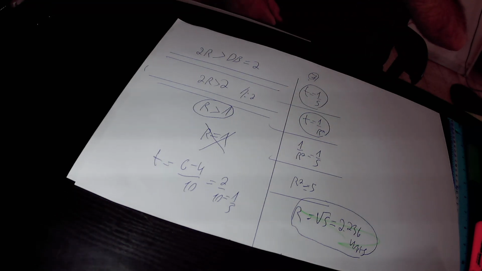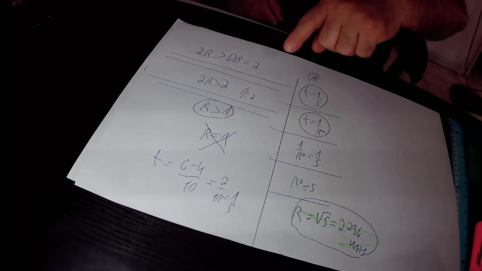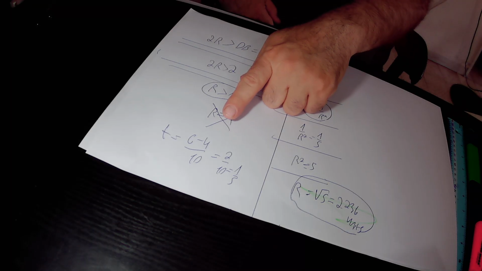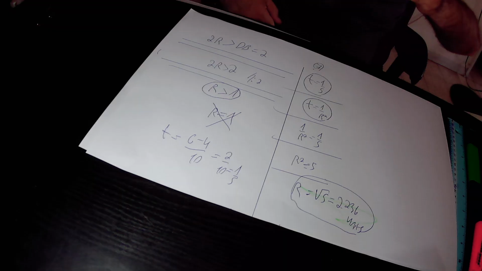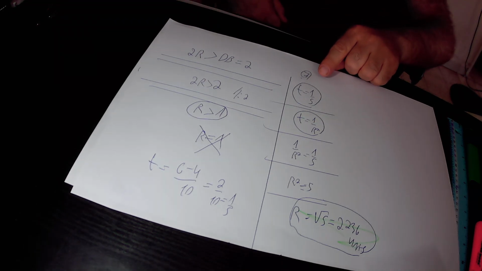Therefore, the first solution for t is not the correct solution, and therefore we take into account only the second solution for t. And the second solution for t is that t equals 6 minus 4 over 10. 6 minus 4 is 2, and 2 over 10 is 1/5. So the second solution for t is that t equals 1/5.